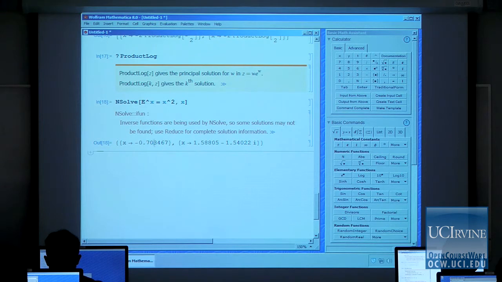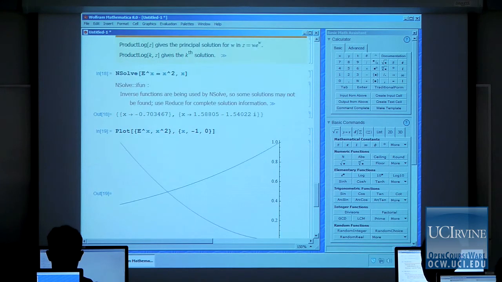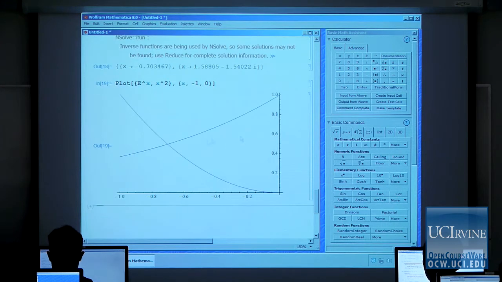Suppose we're interested in this real root. We can check to see if, in fact, that is correct. All right, so we can plot e to the x and x squared. All right, and we should put these in curly braces. And then we can go over a range of x that covers our root. So let's say -1 to 0. Okay, so here you have it. And you see where the curves cross. It looks like it's right around -0.7. So in fact, this root is trustworthy.